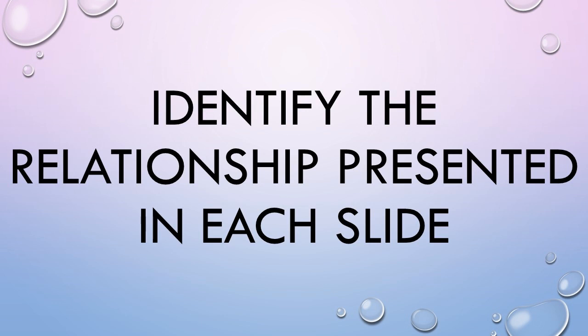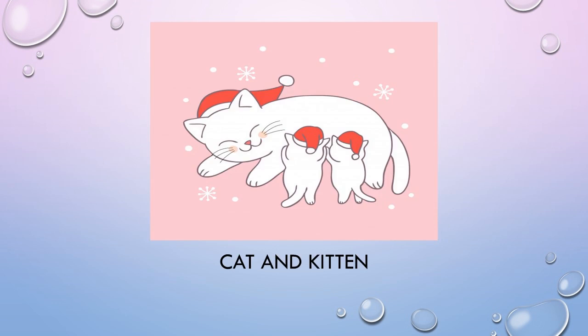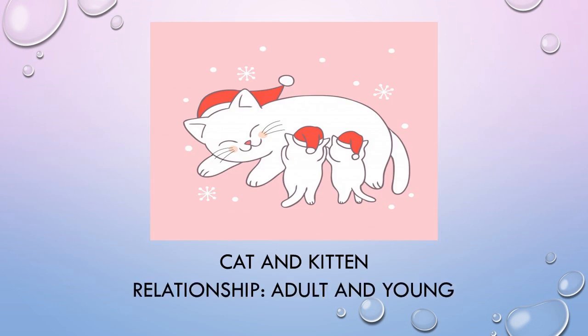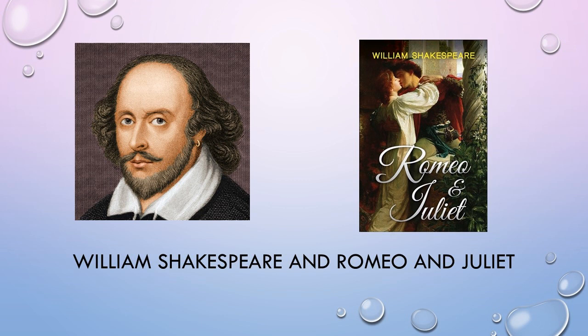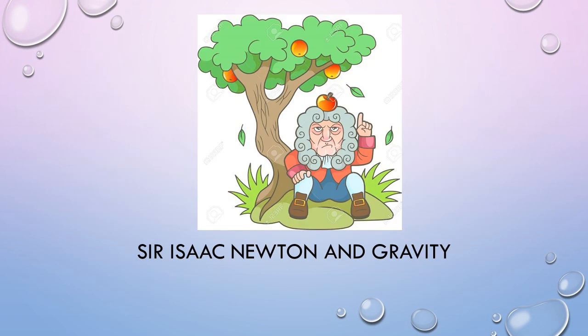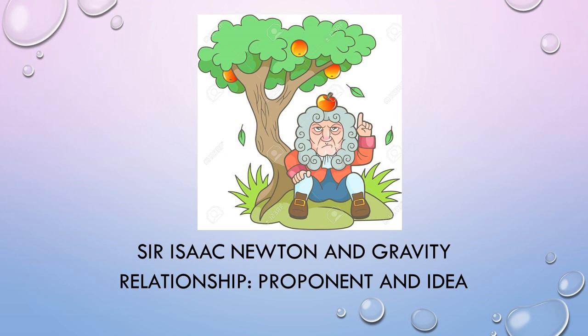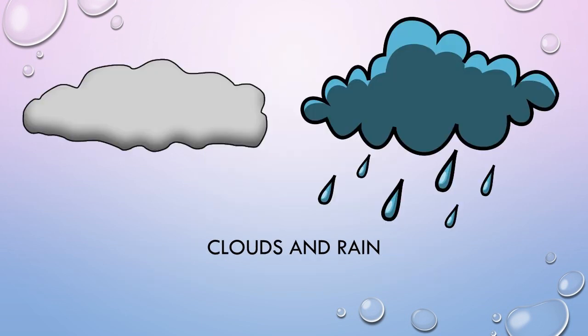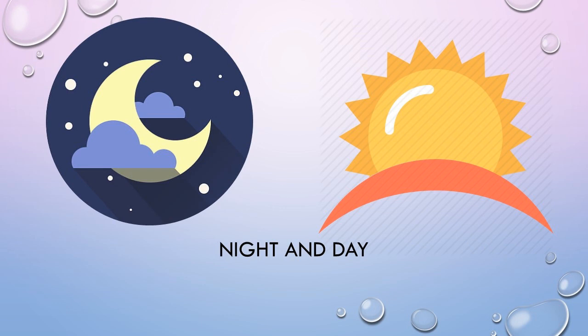As a warm-up for your wings, I'd like you to identify the relationships presented in each frame. Correct. The relationship between a cat and its kittens is an adult-young relationship. Spot on. This frame shows a writer-work relationship. Brilliant! This is a proponent-idea relationship. How about this one? Very good. A cloud forms first before it rains. Can you answer this item correctly?